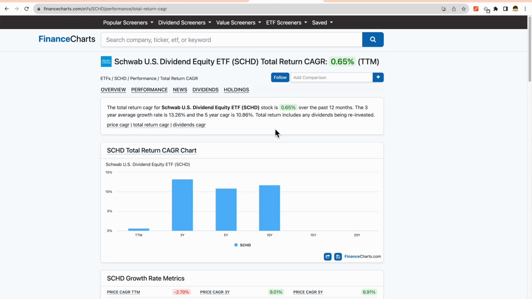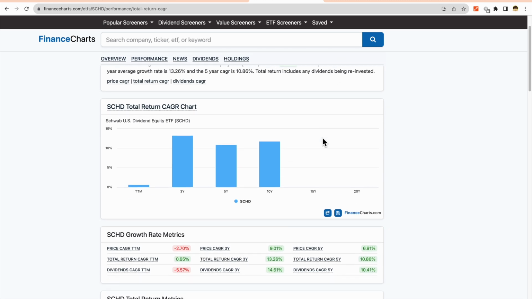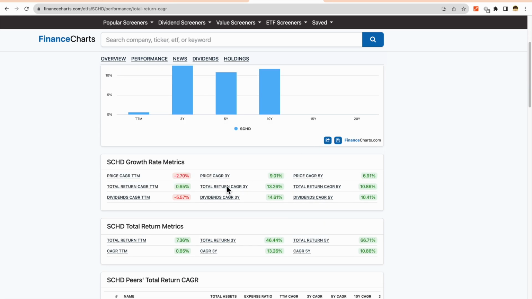Now let's see the last one, which is for the dividend category. Trailing 12 months, we have got 0.65%. If we see the last 3 years CAGR, it is 13.26%, and the last 5 year CAGR is 10.86%.